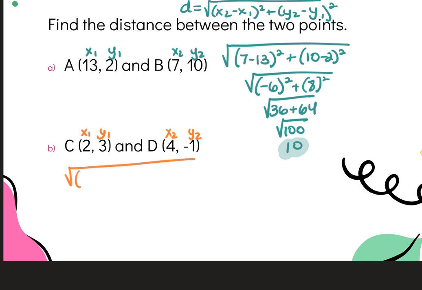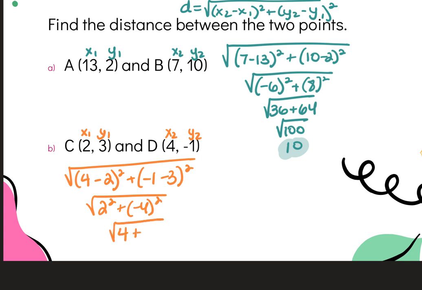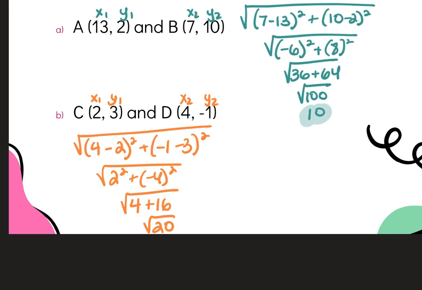So square root of x2, which is 4, minus x1, plus negative 1 minus 3. And I get the square root of 2 squared plus negative 4 squared, square root of 4 plus 16, which is square root 20. Now, square root 20 is not a perfect square. If it tells you to round this number, then you're actually going to plug that into the calculator and square root it. If it tells you to keep this answer exact, we're going to break it down.